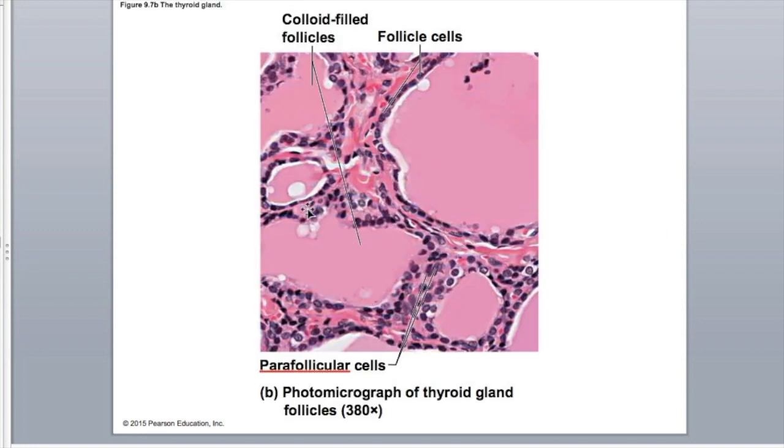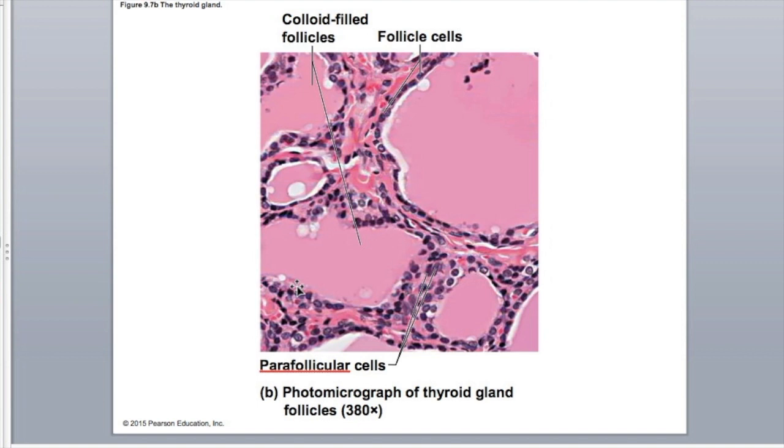So here's your follicle cells here, and this is a microscope or a micrograph of the thyroid gland. And you've got your follicular cells here and your colloid-filled follicles. Those are the follicles that are actually filled with T4 before it's released from the thyroid.